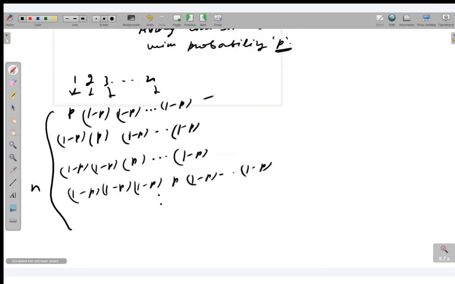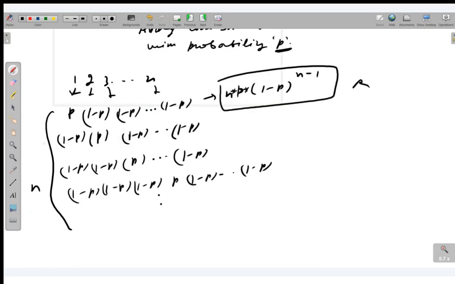First case answer, P into 1 minus P power N minus 1. Are you getting it? Yes, sir. And 1 minus P, 1 minus P, N minus 1 times. So 1 minus P power N minus 1 and P multiplied. Similarly for others also. This is multiplication. Multiplication is commutative and associative. So every case is just like that. Total N cases. So these will be added. So NP into 1 minus P power N minus 1. So N into P into 1 minus P power N minus 1. This is my answer. This is a GATE question.